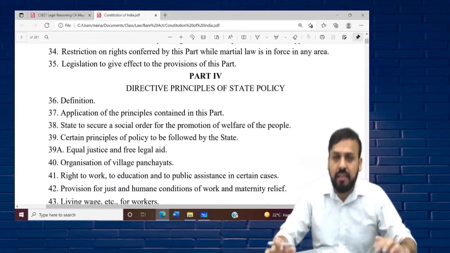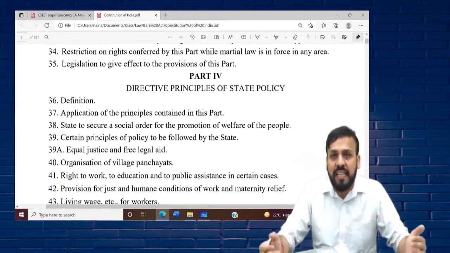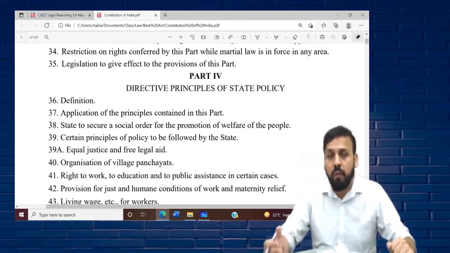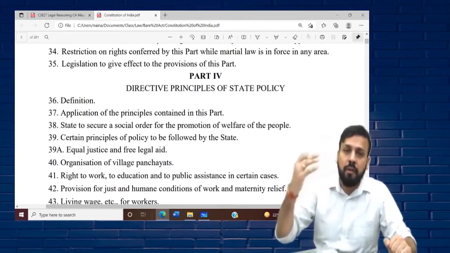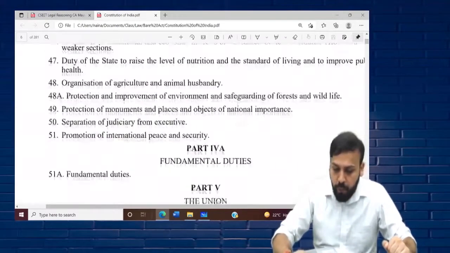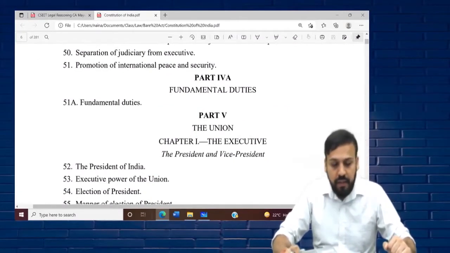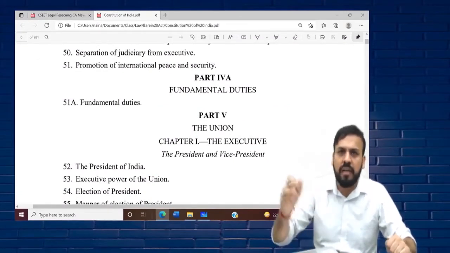Part 3 is basically what your rights are. Part 4 is what the directions are while making law, the principles to be followed while making law. And Part 4A is about your duties towards the country. And then we are talking about the President, Lok Sabha, Rajya Sabha and so on.